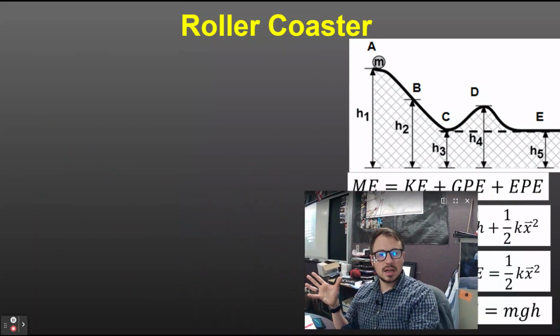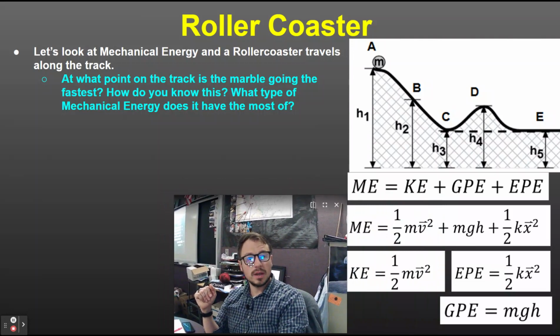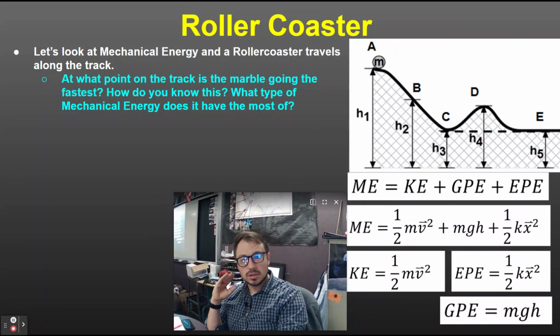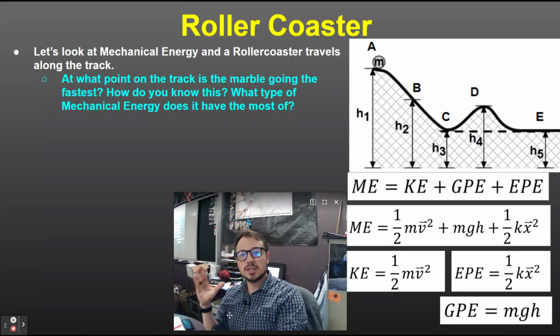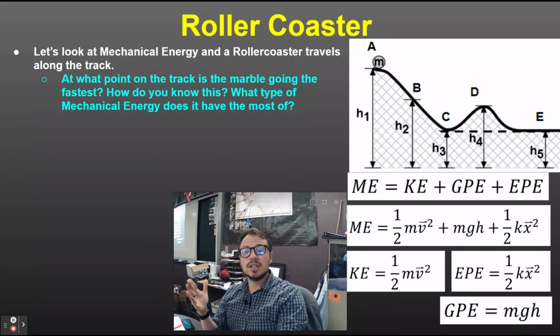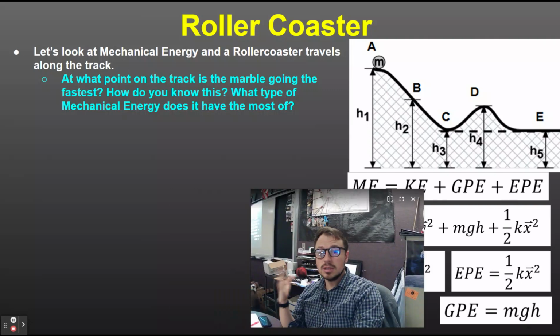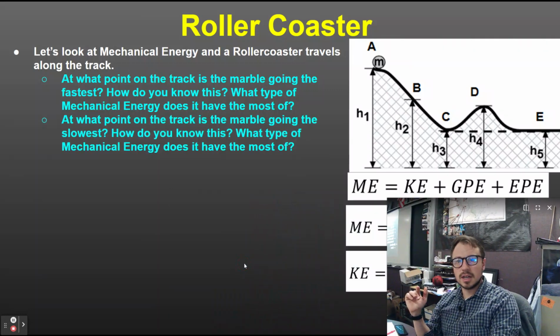So if we look at something like this, what point on the track is the marble going the fastest? It's going to be at the lowest point, because that's where the most gravitational potential energy has been turned into kinetic energy, right? The total amount of mechanical energy is the same, but as it goes down, that gravitational potential energy gets converted or transformed into kinetic energy. And kinetic energy is energy due to motion. At the lowest point, you're going to have the most kinetic energy.